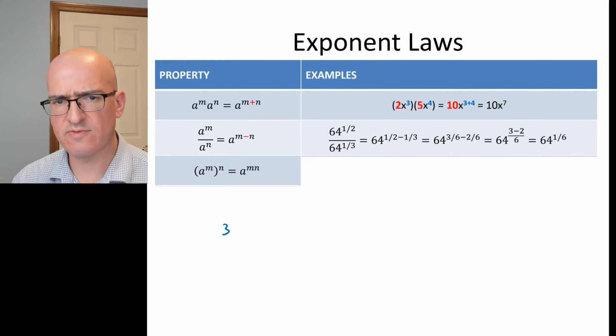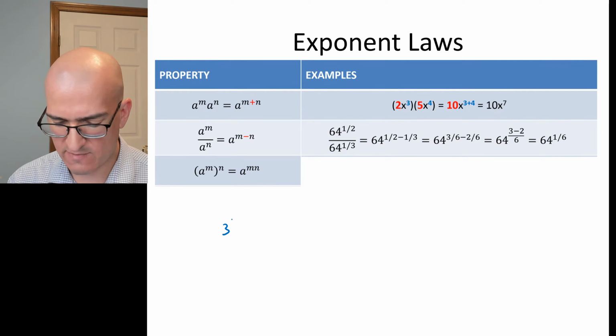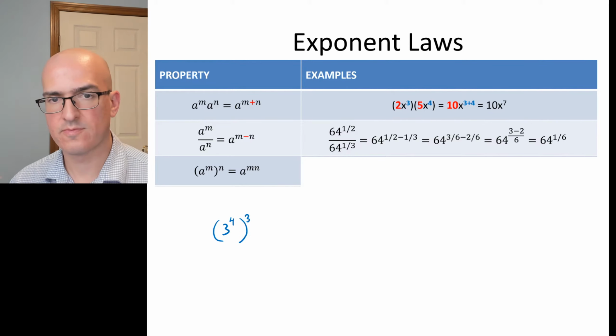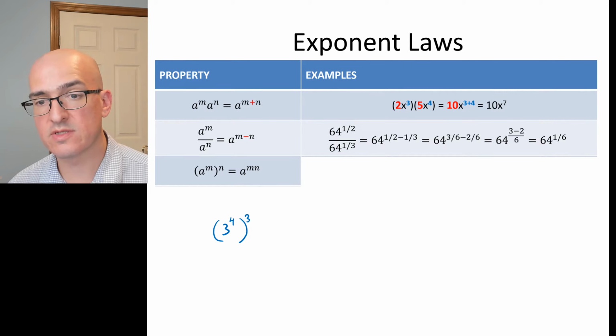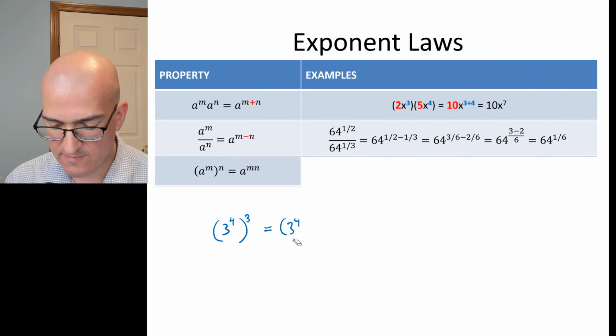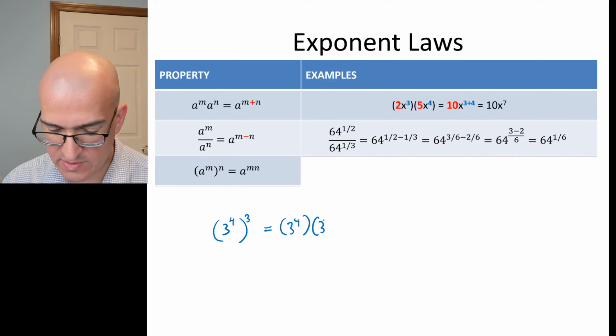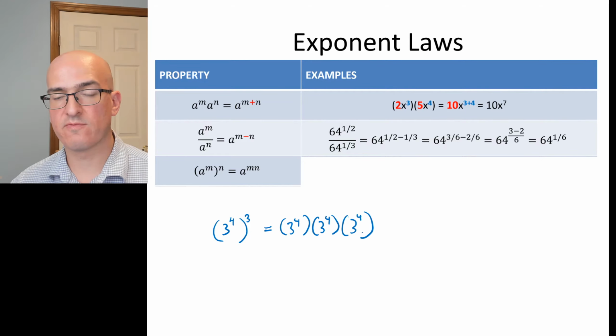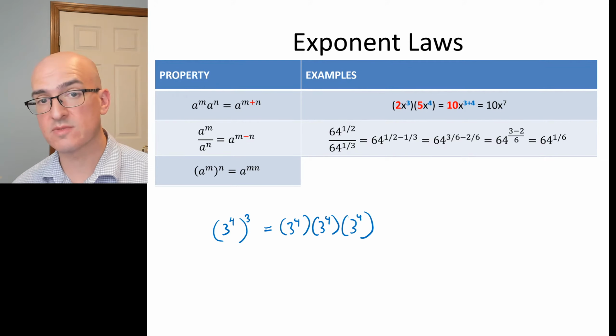I'll pick on the base of 3 again. Hope you don't think there's anything special about that. I'm going to do 3 to the 4, all to the 3. And we'll make sure that this is what is claimed, that this ends up being 3 to the power of 12. So let's confirm that. This is 3 to the 4 times 3 to the 4 times 3 to the 4. That's 3 to the power of 4, all cubed, all to the power of 3. So there's 3 of those things multiplied together.